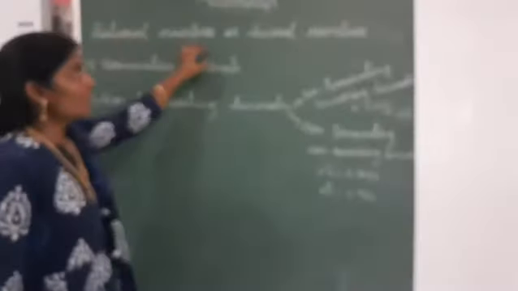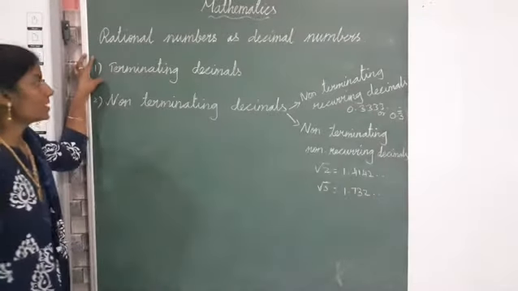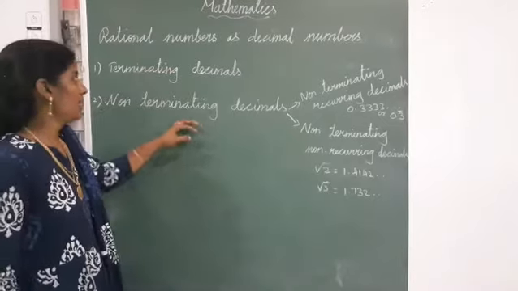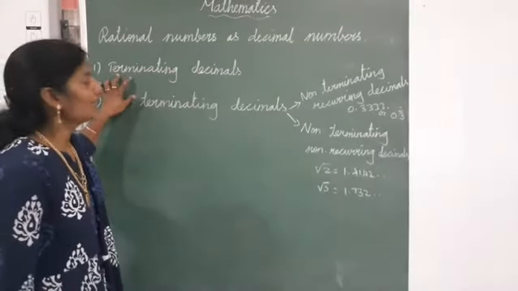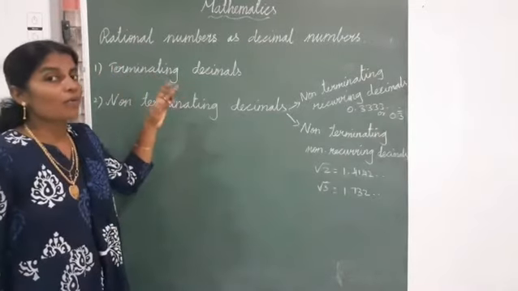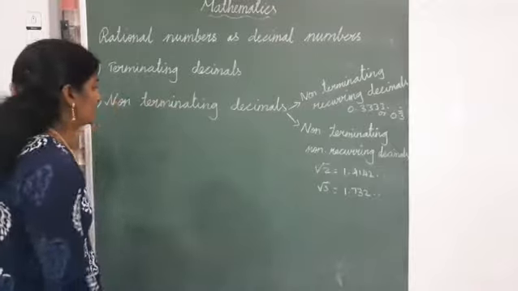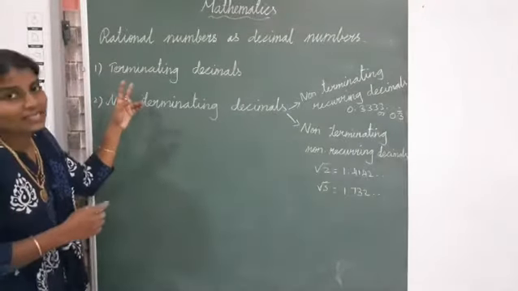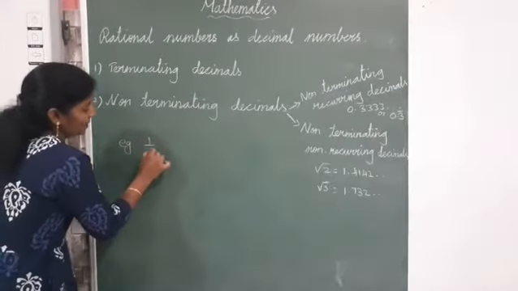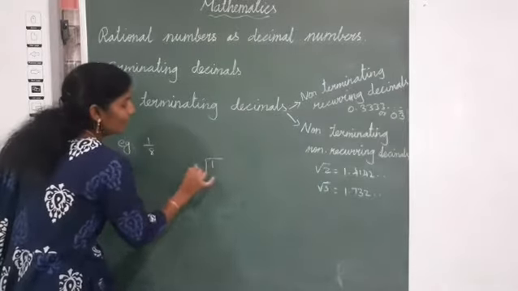Okay, rational numbers as decimal numbers. We have two types, first one terminating decimal, second one non-terminating decimal. What is a terminating decimal? Decimals with a finite number of digits after the decimal point are called terminating decimals. For example, 1 by 8. 1 by 8 means 1 divided by 8.